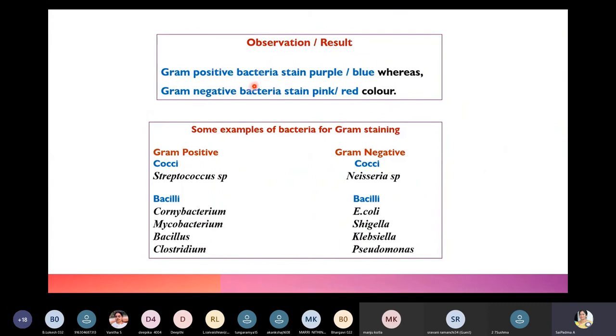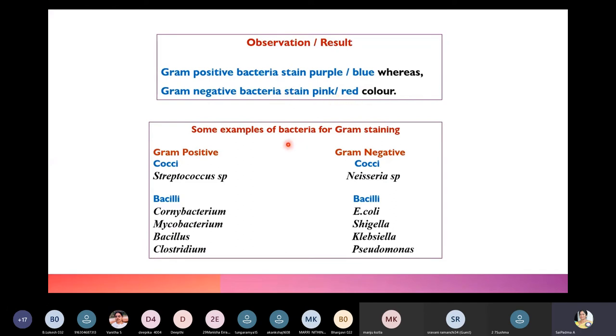Gram-positive bacteria, as we have seen earlier in the step, take up the crystal violet and that's why they will appear purple or blue in color. Whereas the Gram-negative bacteria will take up the counter stain, called safranin, and will appear pink or red in color.